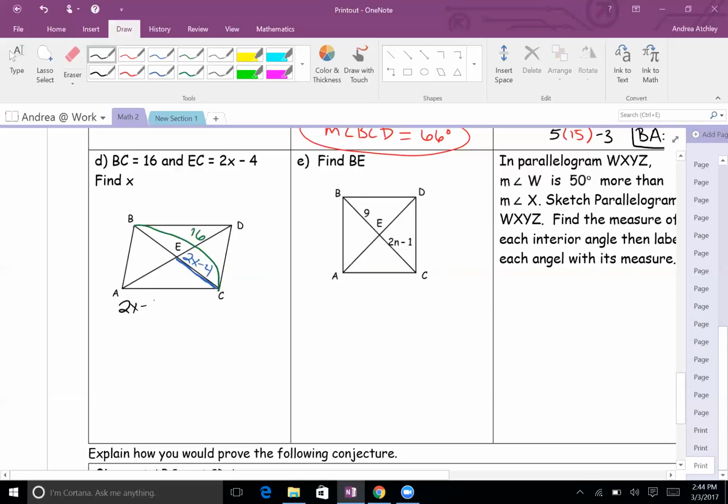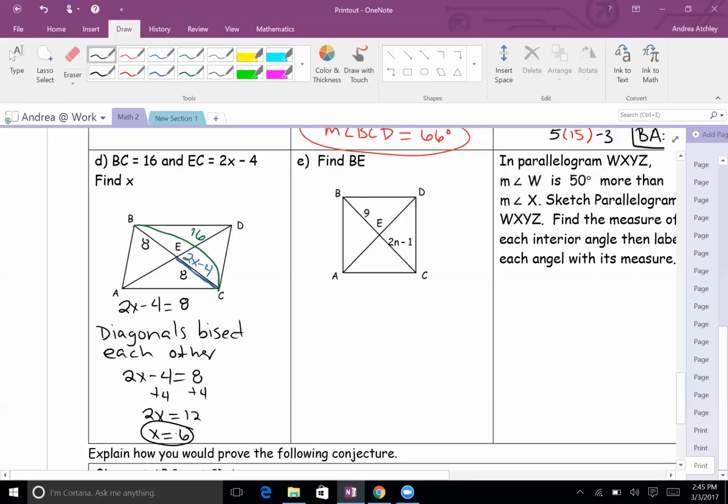Okay, so 2x minus 4 equals 8, because the diagonals bisect each other. So we have 2x minus 4 equals 8. You add 4 to both sides. You get 2x equals 12. So x equals 6. Next one's fairly easy.